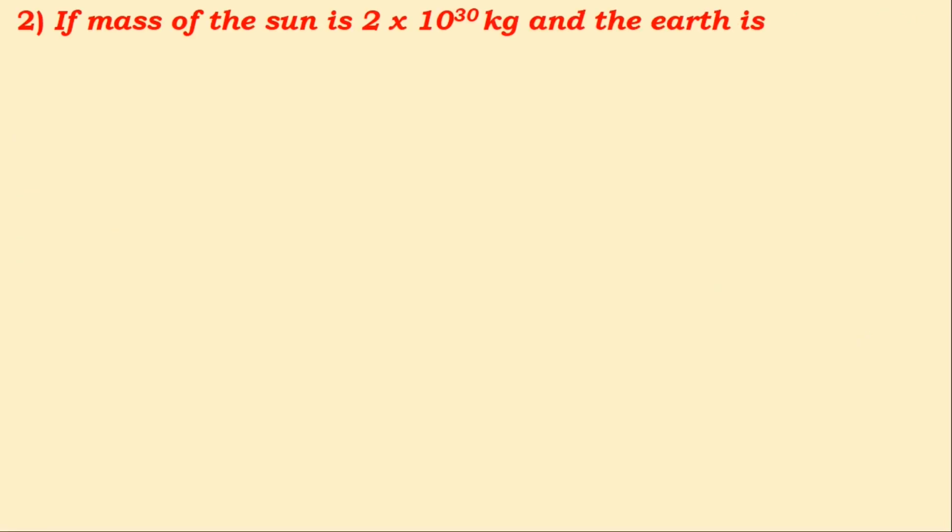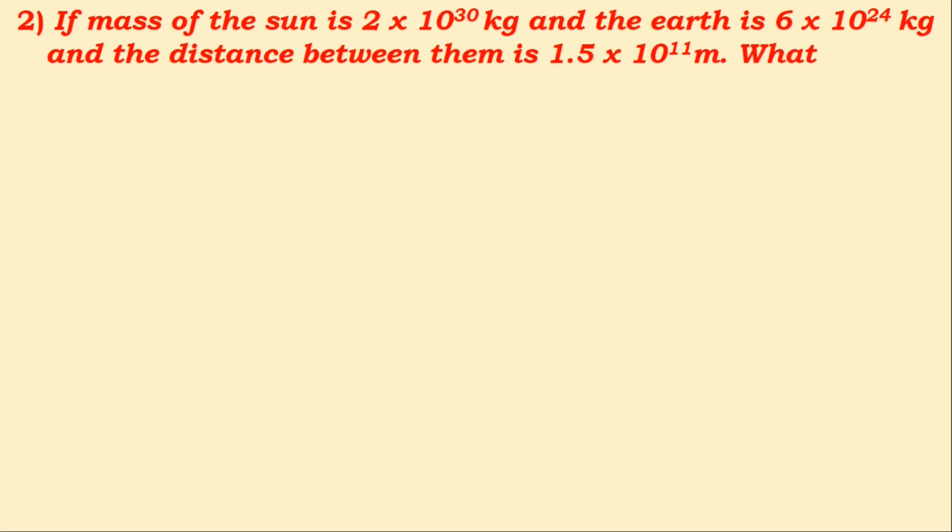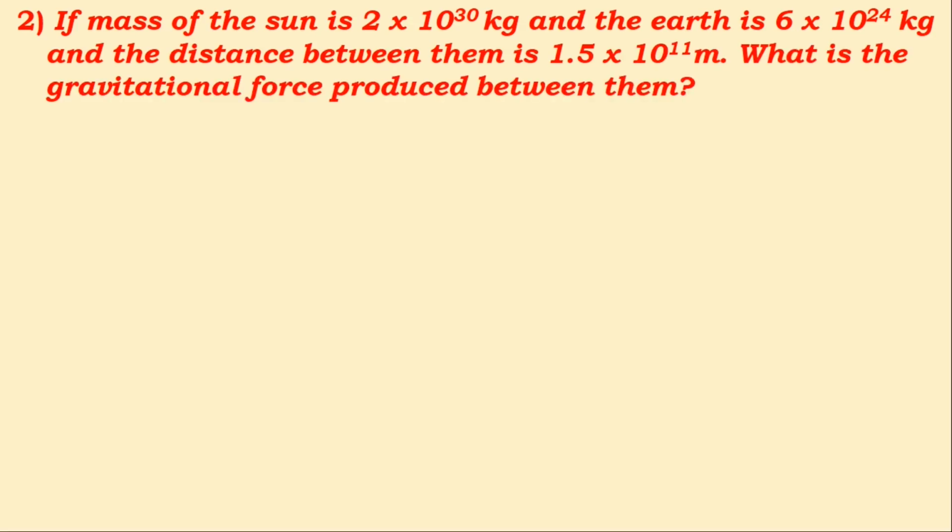Second, if the mass of the sun is 2 into 10 to the power 30 kg and the earth is 6 into 10 to the power 24 kg and the distance between them is 1.5 into 10 to the power 11 meter, what is the gravitational force produced between them? And the value of G is also given, 6.67 into 10 to the power minus 11 Newton meter square per kg square. First we have to convert this numerical into mathematical form.